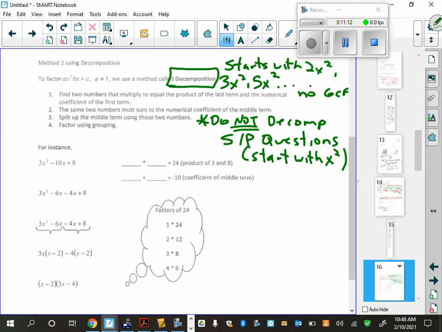For decomp, you're going to create a grouping question. Create a grouping question. AKA slice and dice. AKA GCF the first 2 terms, GCF the last 2 terms. AKA, I just wanted to say AKA again. Makes it sound cool. Okay.